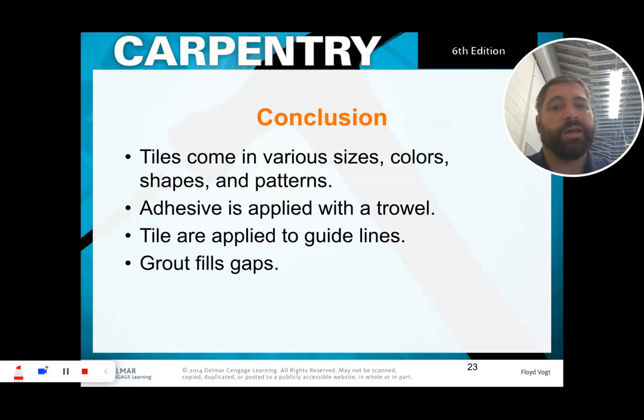In conclusion, tiles come in various sizes, colors, shapes, and patterns. The ones that we have here are pretty plain vanilla. They're 12 by 12s and a beige color from Home Depot, but they're good because you're going to learn how to set them, and the application will be the same. Adhesive is applied with a trowel. In this case, we're going to be using a notch trowel to apply thin set. Tile is applied to guidelines, and grout fills gaps.